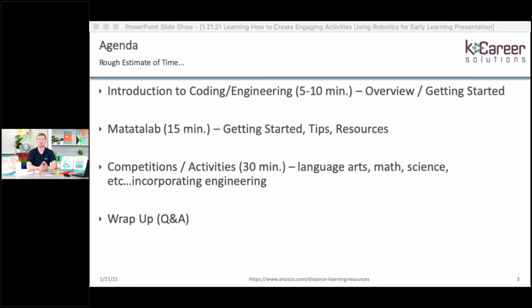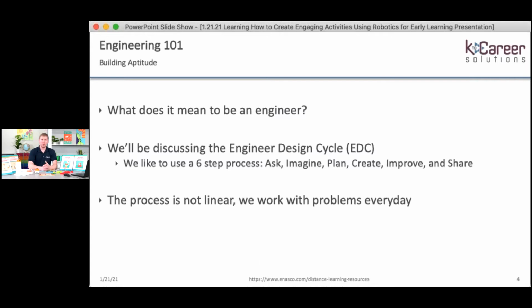And then we're going to talk about some different competitions and activities that you can do, whether language arts, math, science, etc., that incorporate some of these engineering tasks. And then we're going to leave some time for Q&A at the very end. I definitely want you to be more interactive. So if I'm demonstrating something, or if I speak too quickly, let me know, and I'll try to address that as I can, because I have my laptop off to the side where I can see your questions throughout this webinar. So let's jump to the introduction to engineering, the next slide.